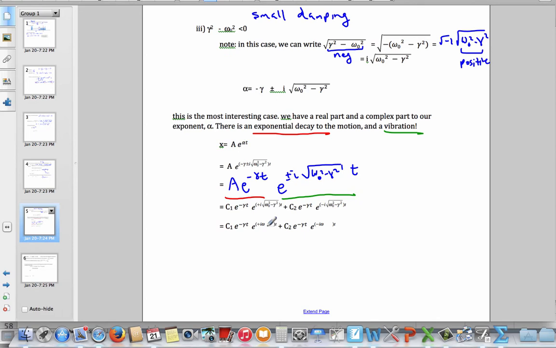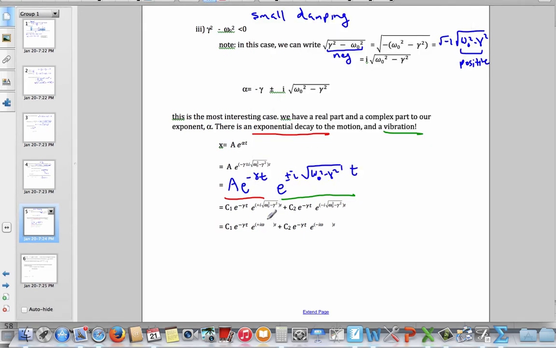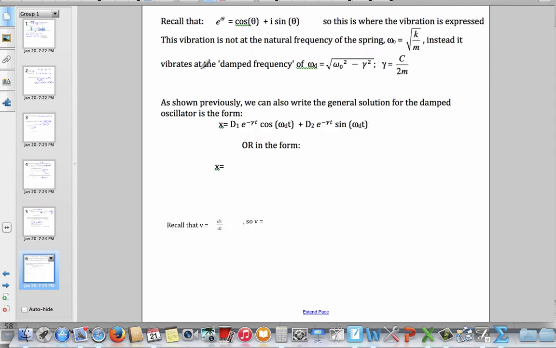We're going to call it omega, I better write this really small. We're going to call it not omega naught, which is the natural frequency. We're going to call it omega d. And the little subscript d is just going to reflect the fact that we've got damping going on now. And so the frequency of the oscillating part is actually a little bit smaller than if there wasn't any friction present. So here we go. So the e to the I omega damping t.